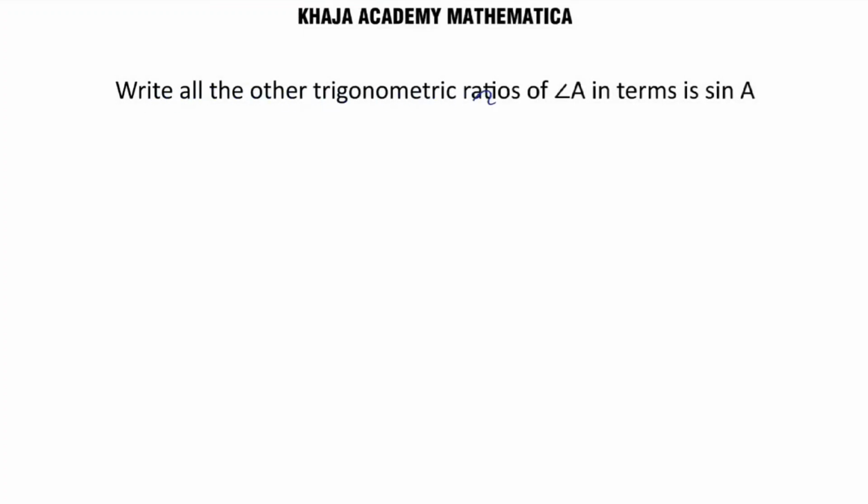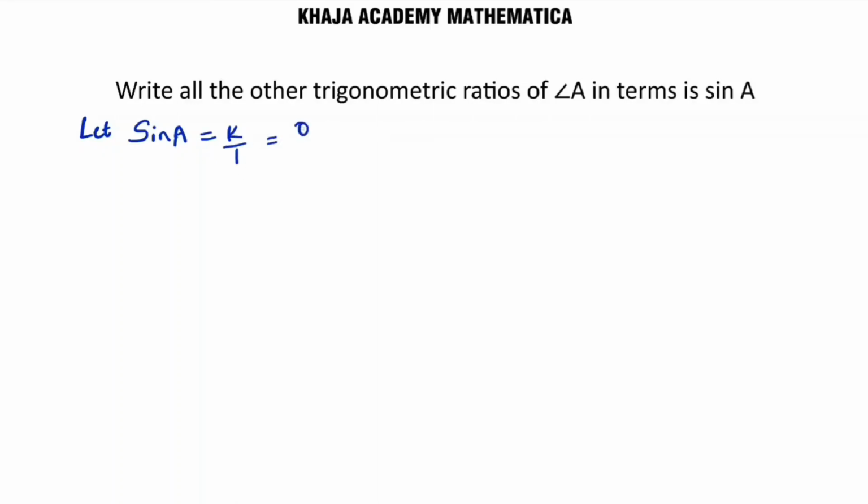Write all the other trigonometric ratios of angle A in terms of sin A. So here, let sin A, I'll consider it as K, so I'll write K by 1.